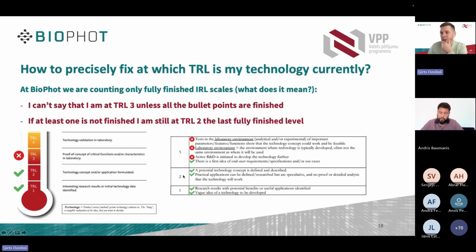So I don't say that my technology is TRL 3, because I have not yet completed, let's say, these 3 points here. I have maybe partially completed something, but I only count the fully completed levels. So I will say that my TRL is 2.